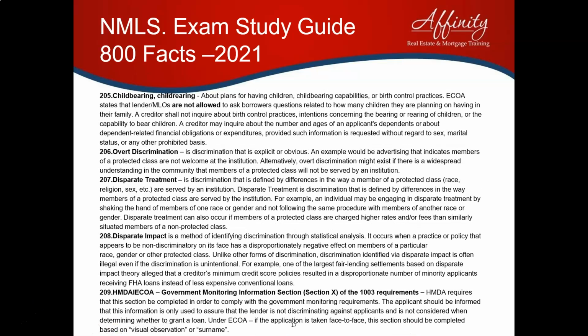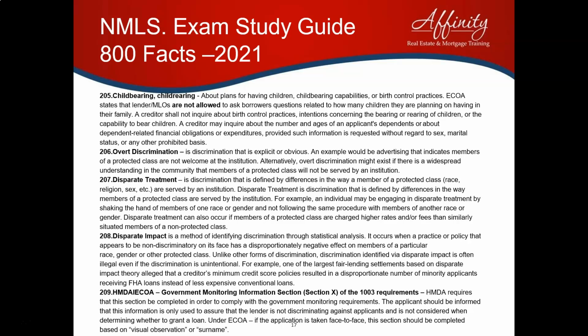Child rearing. About plans for having children, childbearing, and capabilities of birth control practices, ECOA states that the lender and the MLOs are not allowed to ask the borrowers questions related to how many children they're planning on having in their family. Creditors shall not inquire about birth control practices, intentions concerning the bearing or rearing of children, or the capability to bear children. A creditor may inquire about the number and ages of an applicant's dependents or about dependent-related financial obligations or expenditures, provided such information is requested without regard to sex, marital status, or any other prohibited class.